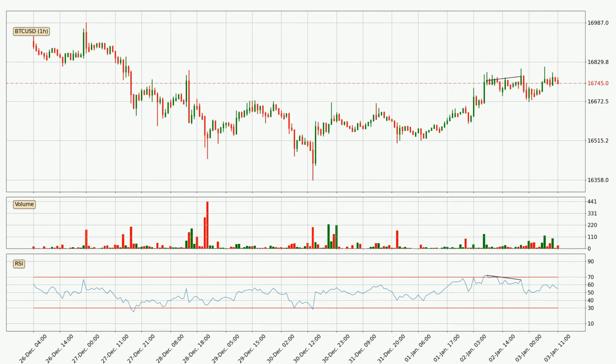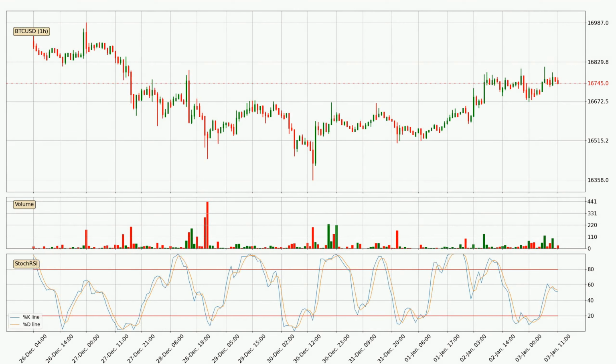Looking for divergence in the hourly time frame, there was a bearish divergence and the price already went down. Looking at the hourly stochastic RSI, there are no signs of the stochastic RSI being oversold or overbought at this time, but we can see that the trend is currently going down because the K line is below the D line.